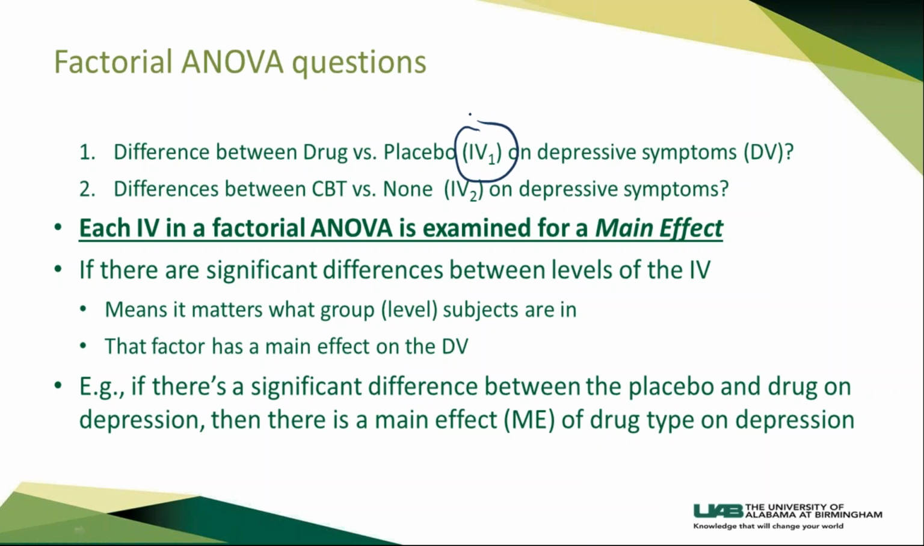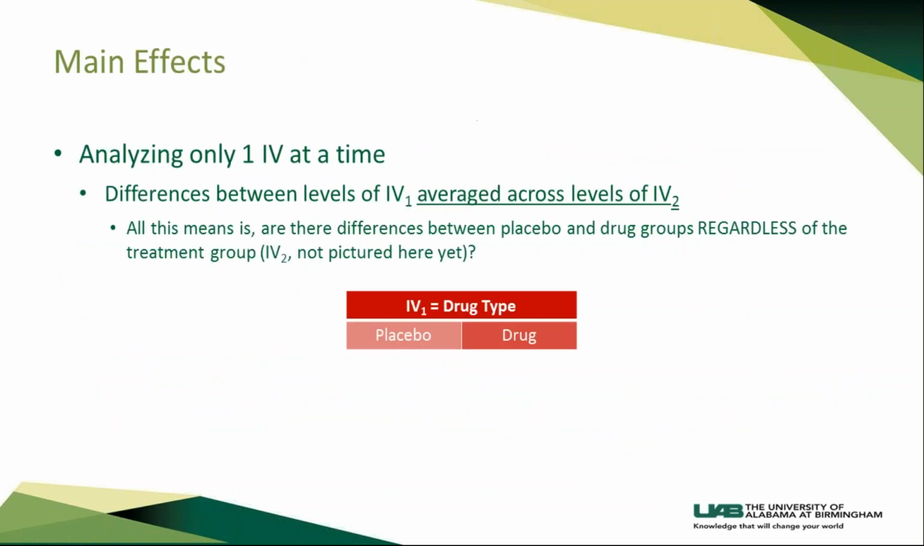Looking at the example of the word problem we just started with, if there is a significant difference between the placebo and drug group on depression, then there's a main effect of that independent variable, which is drug type, on depression. That's all we mean by main effect. And we can visualize that. Main effects are simply analyzing just one independent variable at a time. Now you've got multiple things going on. So let's break this down.